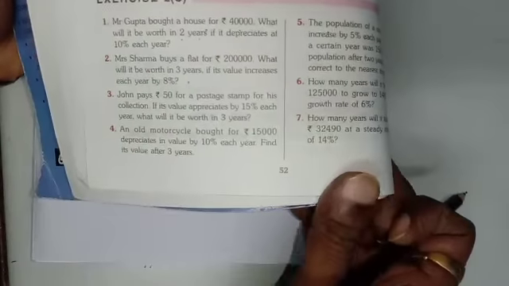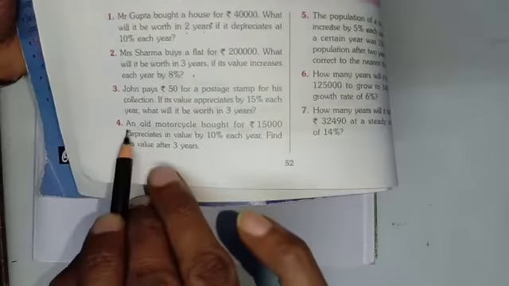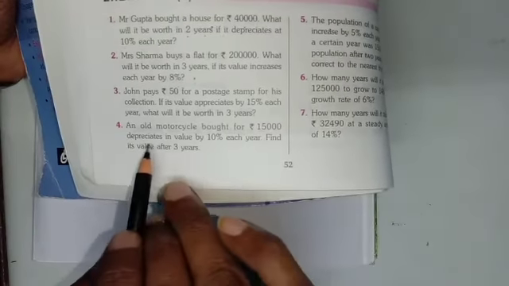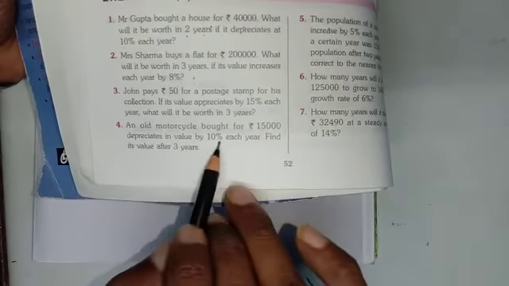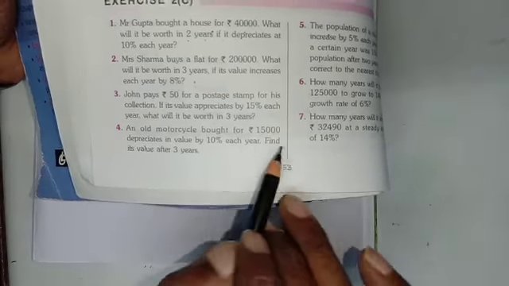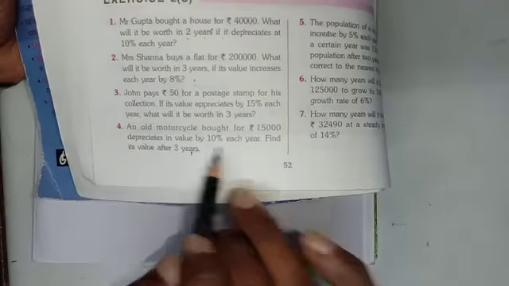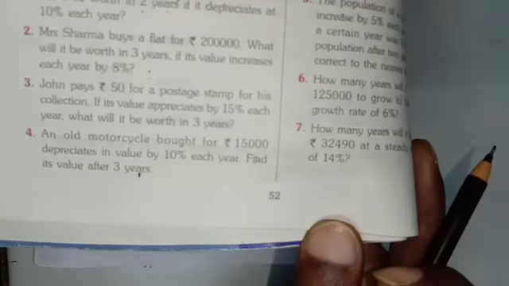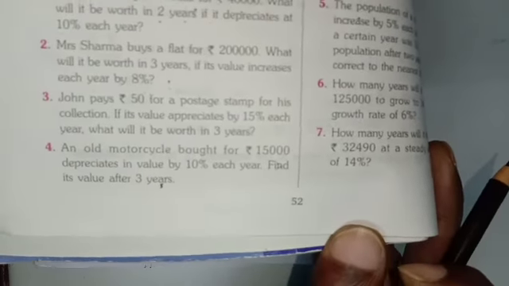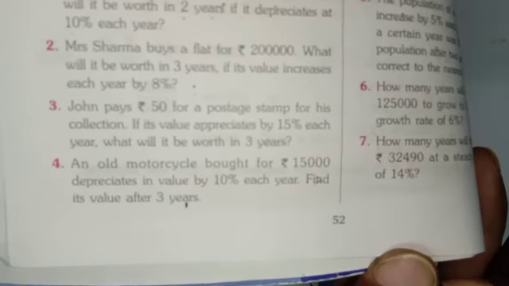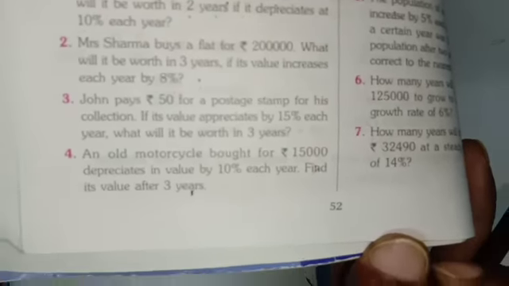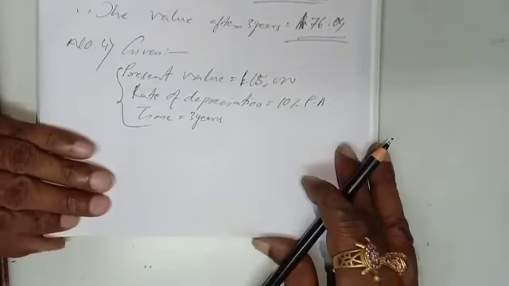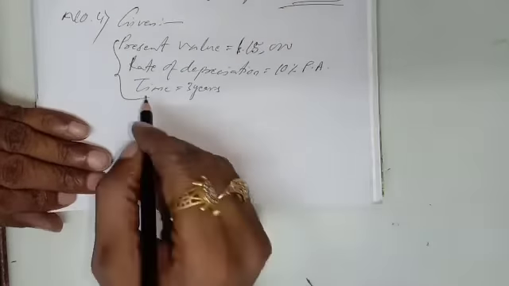Next question, what is given there to see? An old motorcycle bought for rupees 15,000 depreciates in value by 10% each year. Rate of depreciation given. Find its value after 3 years. Present value given 15,000 of the scooter. Present value given, and the rate of depreciation given 10% per annum, and you have to find out the value after 3 years. Just see the present value 15,000, rate of depreciation 10% per annum, and time given 3 years.